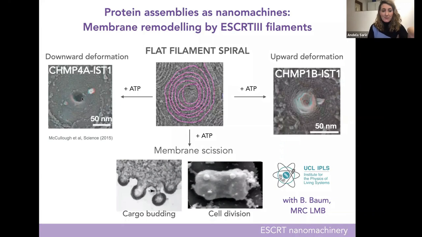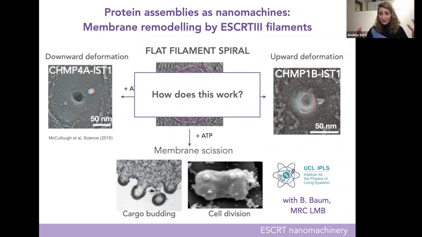It can create upward deformation, pull the membrane out, or it can cut the membrane neck. This is HIV scission. It can also do whole cell division in archaeal cells. So as physicists, we wonder, well, how does it work? How can you have this flat spiral do all these different things?